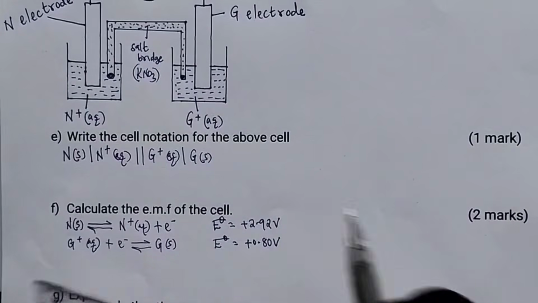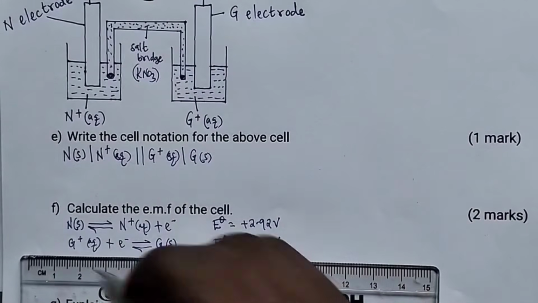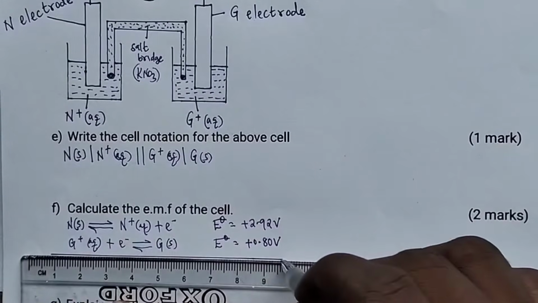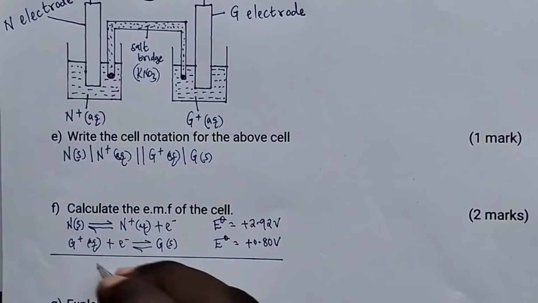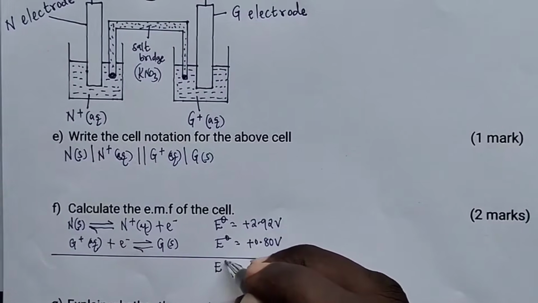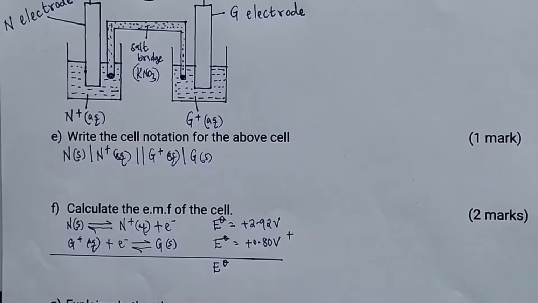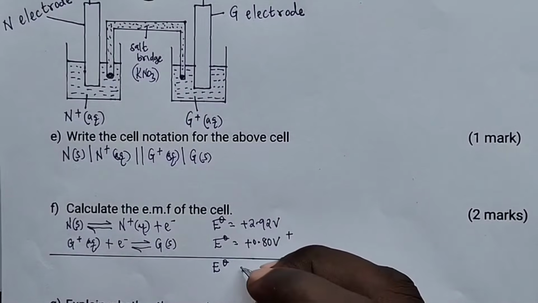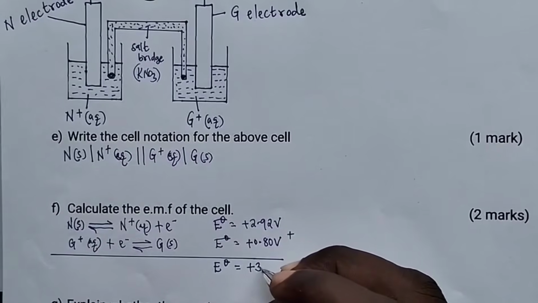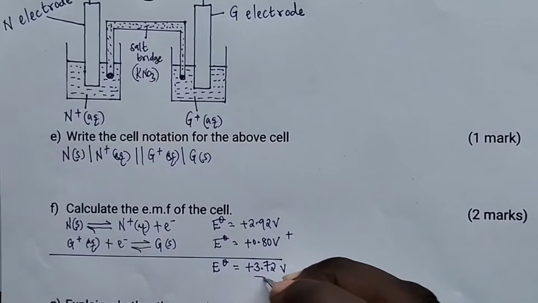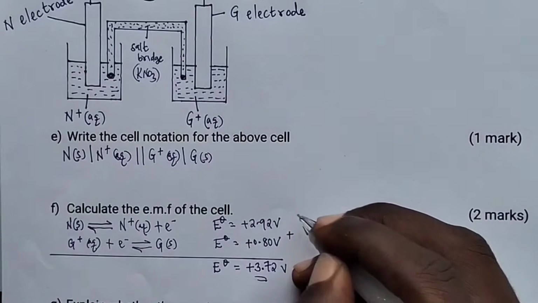So we are going to combine these two half ionic equations. Remember, we don't want this side, we want only to add the standard electrode potential values. So when we add, we are going to get positive 3.72 volts. That's one way that we can do it.